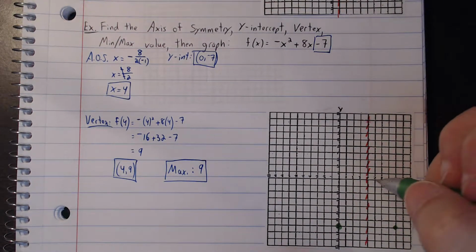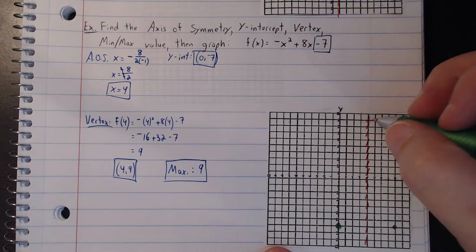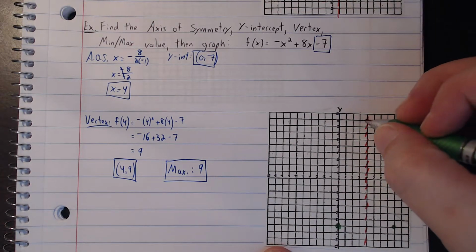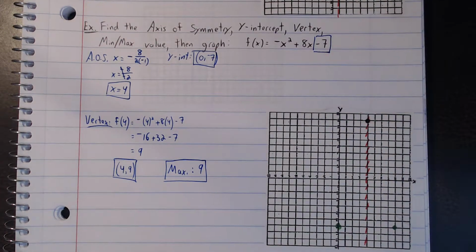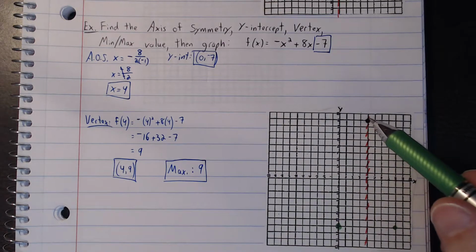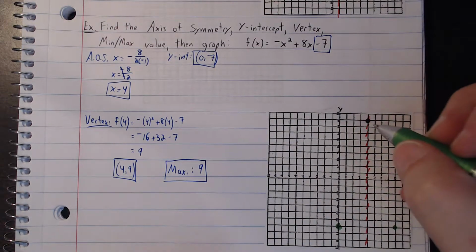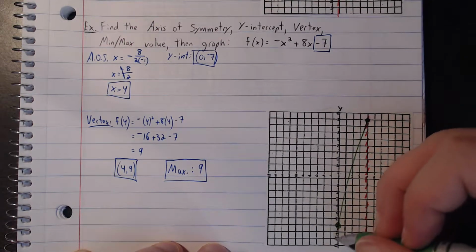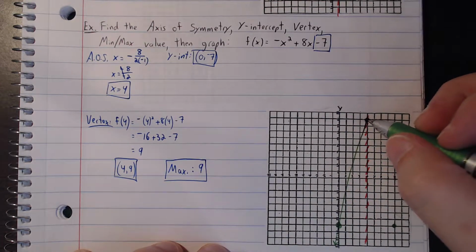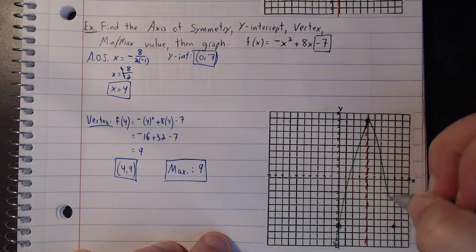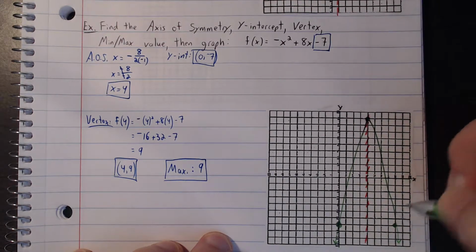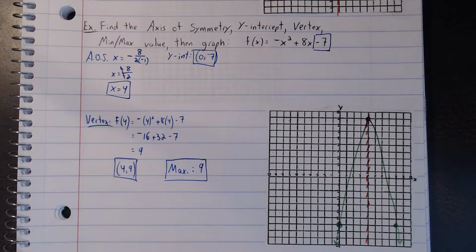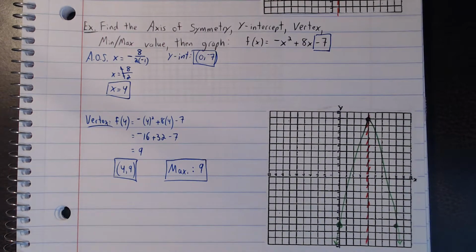Right, so let's see. 4, 9 is right here. It's right on our axis of symmetry. And all we need to do now is connect our vertex to each of these points. It should be somewhat of a curve, so do your best to make it a curve. I know mine doesn't look like it. I was never very good at drawing them anyways. So there's that. Okay.